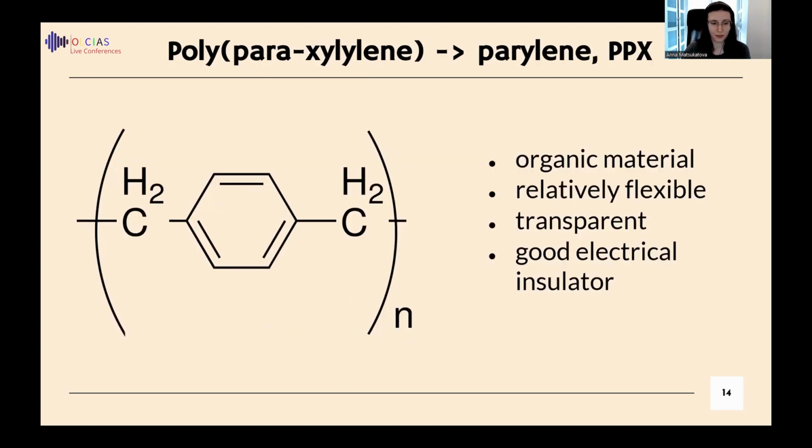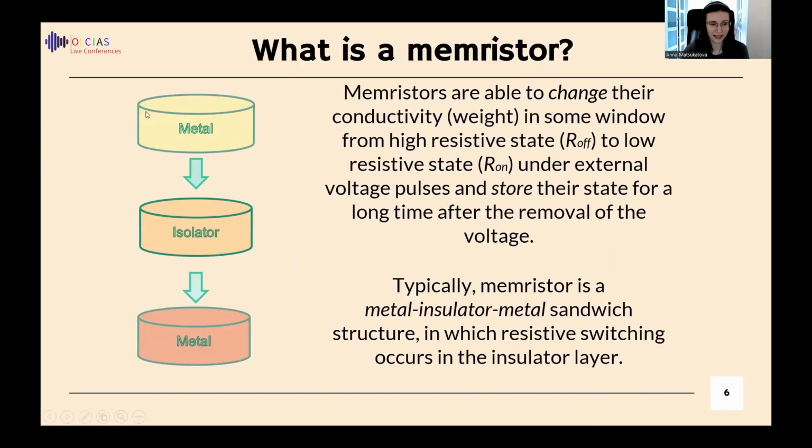I will maybe return to this picture in order to clarify. So this insulator layer, here we have parylene. The metals could be any metals. For our work, we chose copper for the top contact, and for the bottom contact, we chose ITO, indium tin oxide. It matters a little bit which metal is chosen, but the main resistive switching events happen in the middle layer. So this is the layer of the most importance.